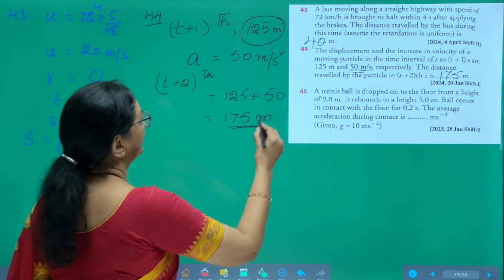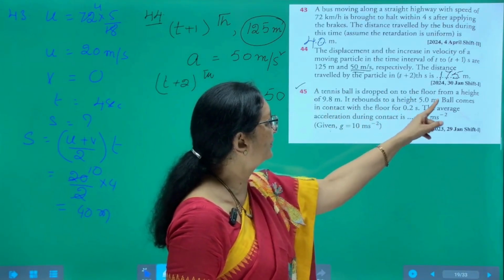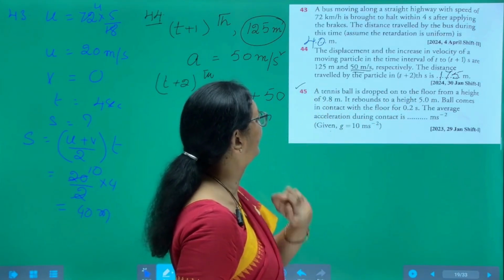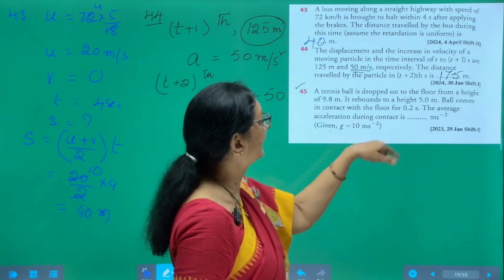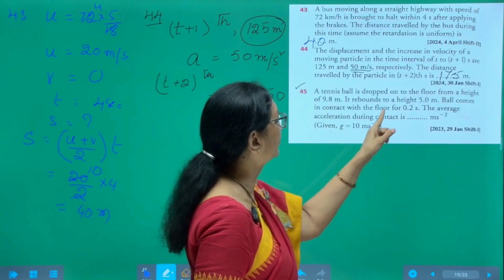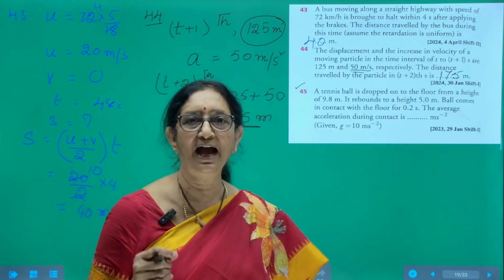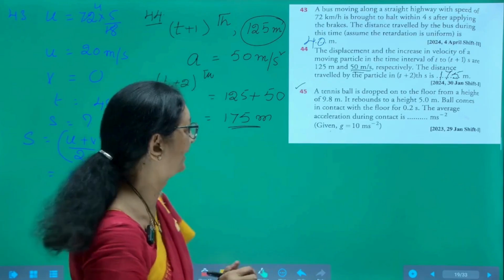Now, coming to question number 45. A tennis ball is dropped onto the floor from a height of 9.8 meters. It rebounds to a height of 5 meters. The ball comes in contact with the floor for 0.2 seconds. Find the average acceleration during the contact. Look here.